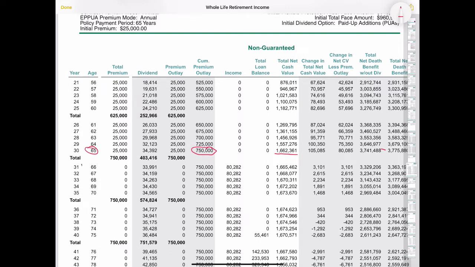Now, notice year 31, we see a reduction in the death benefit. It goes from 3.7 to 3.3, and there's a reason for that, and it has to do with the fact that we no longer see premiums due on the policy. That is because we have triggered the reduced paid up feature of this particular whole life policy. We have made it contractually paid up from here on out.